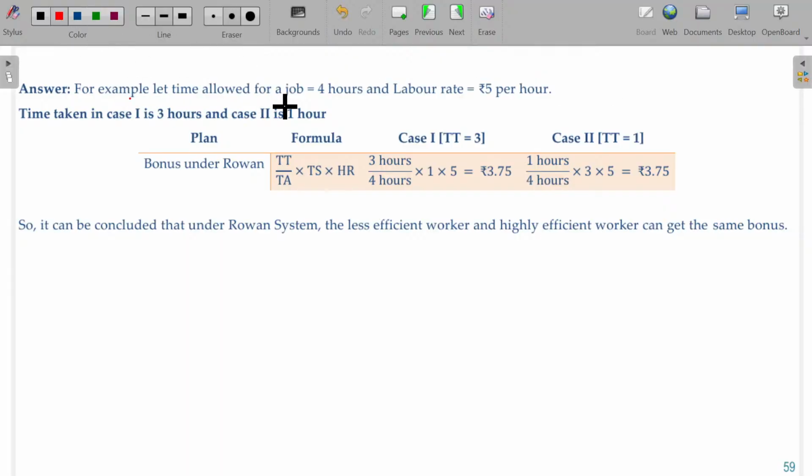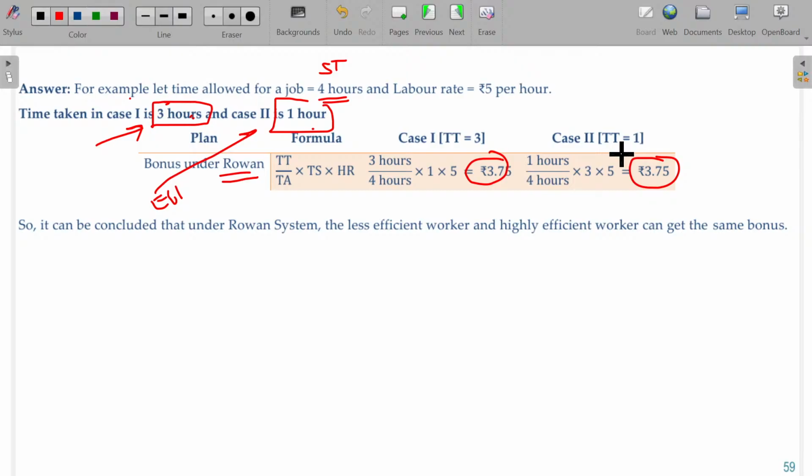For example, let the job standard time being this one. If time taken is only 3 hours, what happens? Under Rowan case, time taken 3 hours, time taken 1 hour. Who is more efficient? The person who completes the job in 1 hour is efficient, but this fellow is inefficient. Yet the hourly rate under both the cases being the same, 375. So logically it's not good at all. That's a drawback of Rowan.